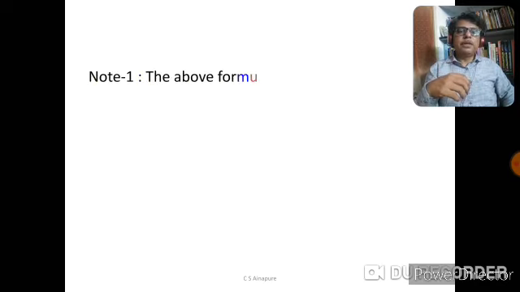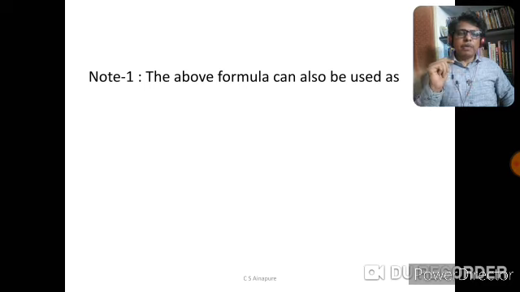So, now we will go for one example which will illustrate this formula. But before that, we will go for two notes on how we can use this formula to solve the example or to find the derivative of a composite function. So, first note: this above formula can also be used like this. See, what is the given function? y is equal to f of g of x. Now, when we are finding the derivative, what we have to do? We have to go for f dash of g of x into g dash of x.